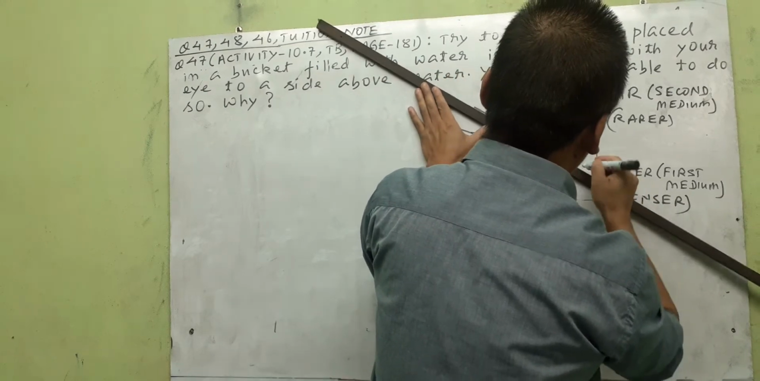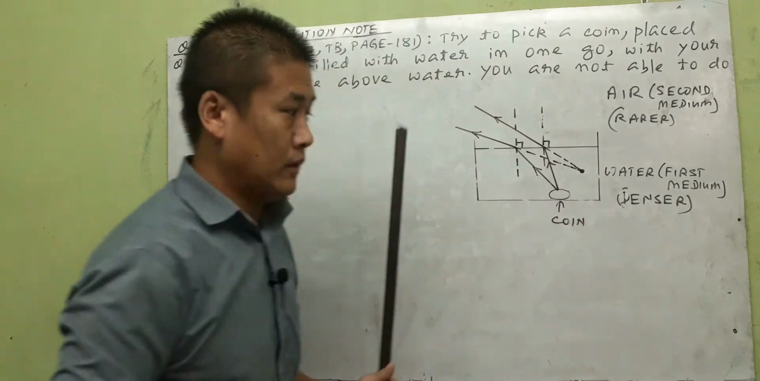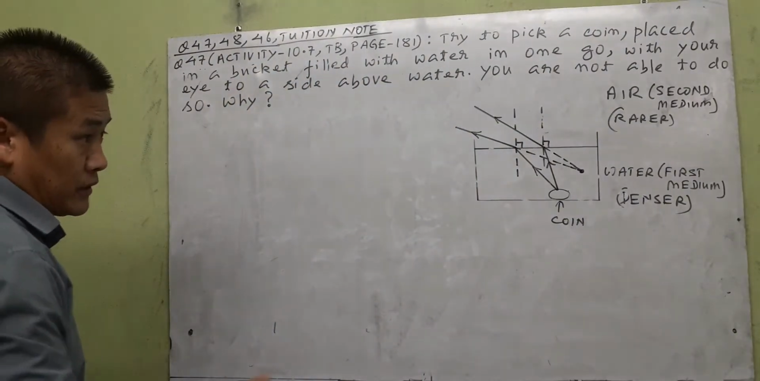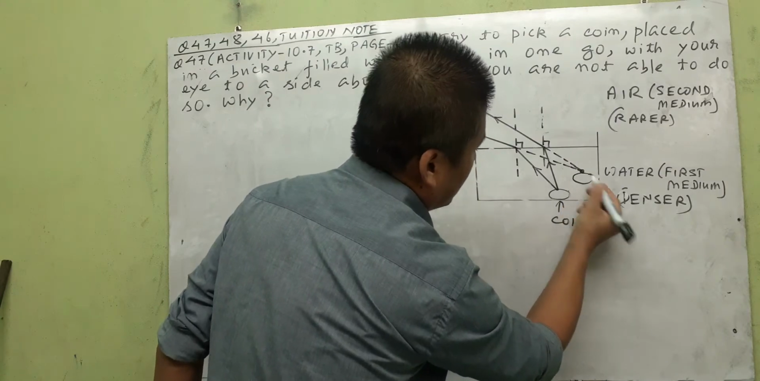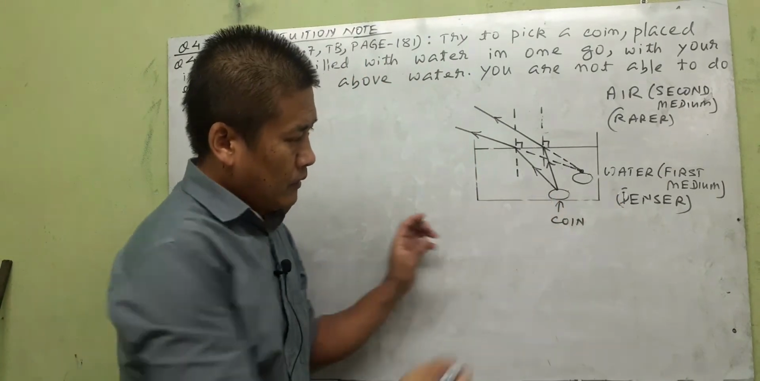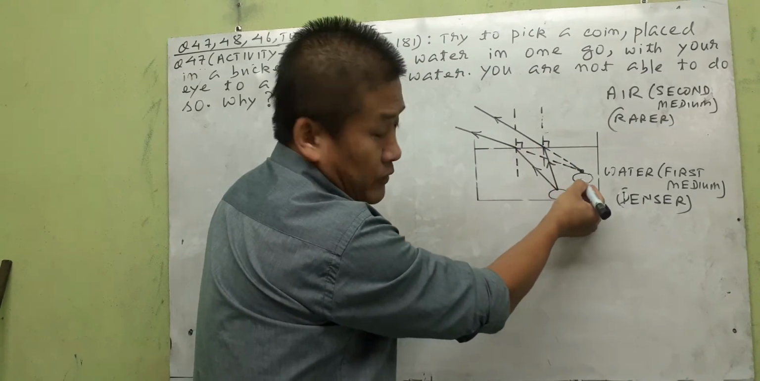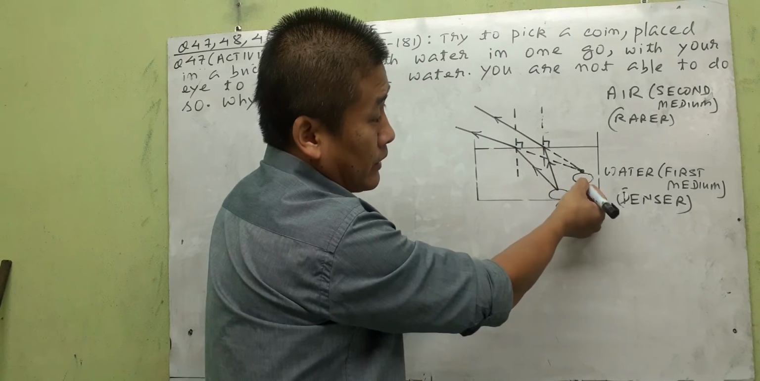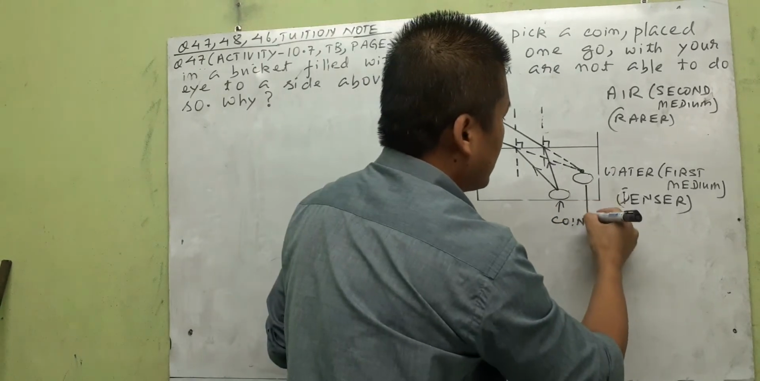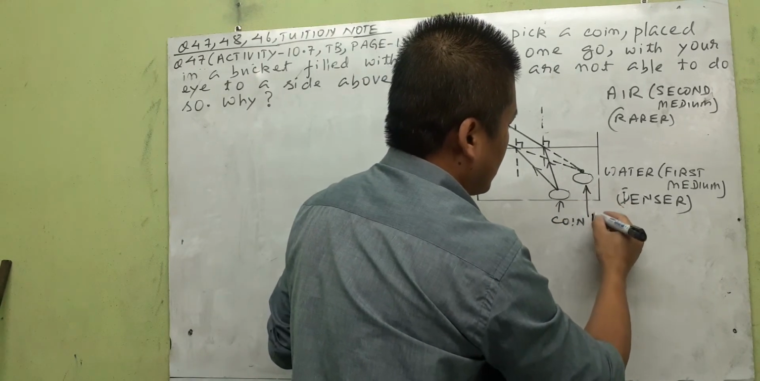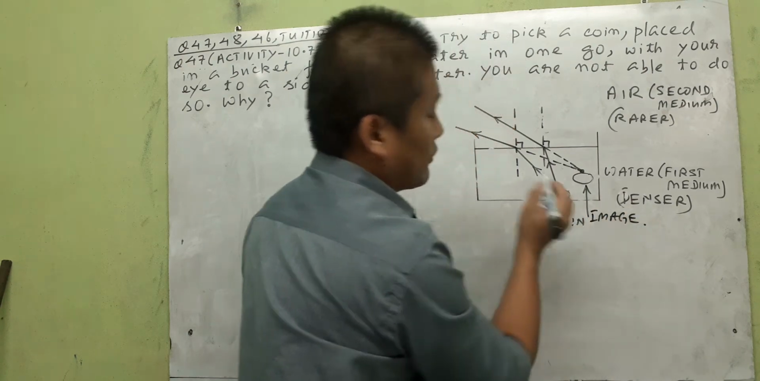So where they meet here, exactly meet here, this is the point where the image of this point will be formed. See, this point image will be formed here. So like that, all the points on this coin will refract away from normal and form their corresponding point image in this area. So the image of the coin will be this one. This is the image of the coin. This is the real coin.